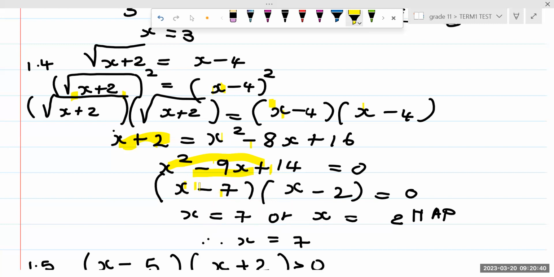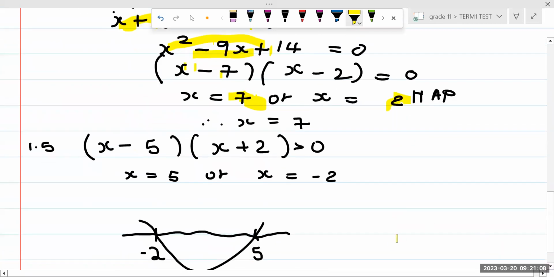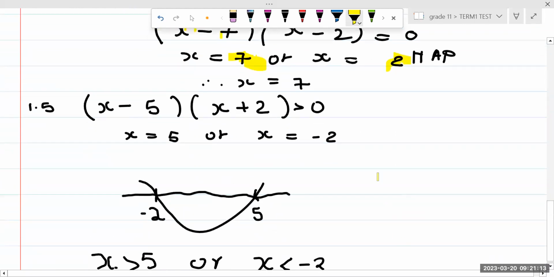x is equal to plus 7 because of the transposing. x is equal to 7. x is equal to 2. So then what you're going to do is go back to your calculator to check which is applicable. x equal to 7 is applicable, then this 2 is not applicable. So I can conclude x is equal to 7. That's our final answer.